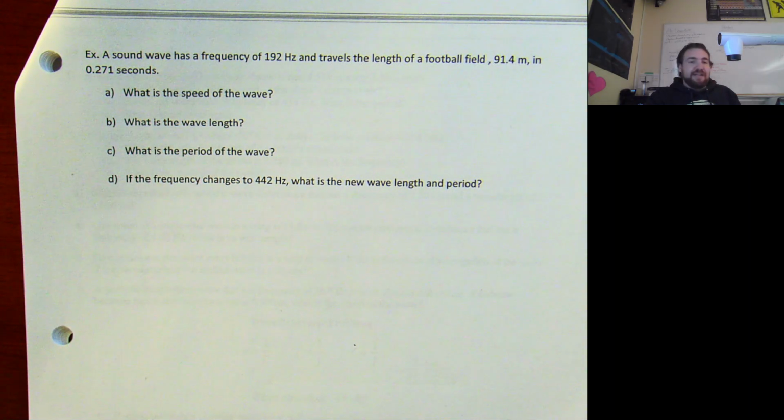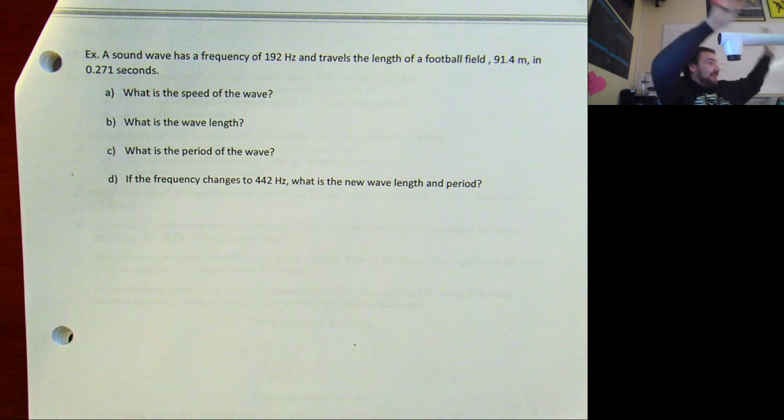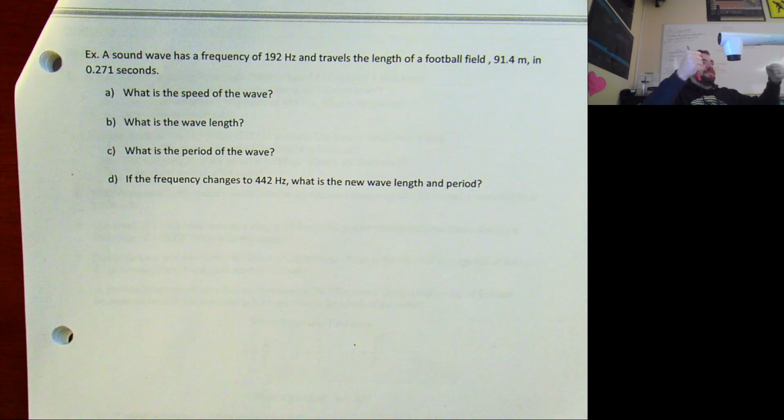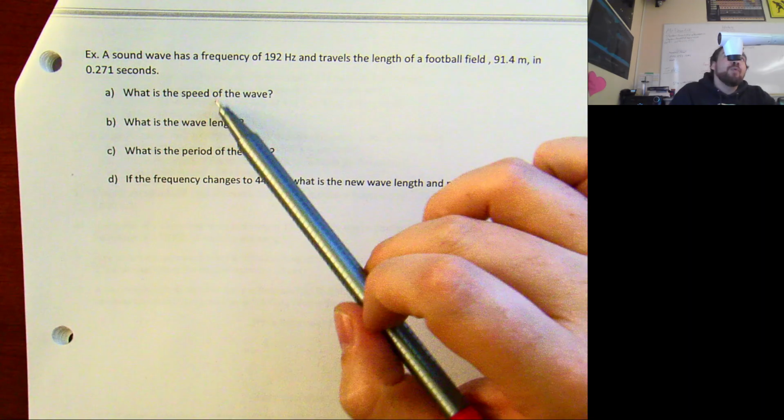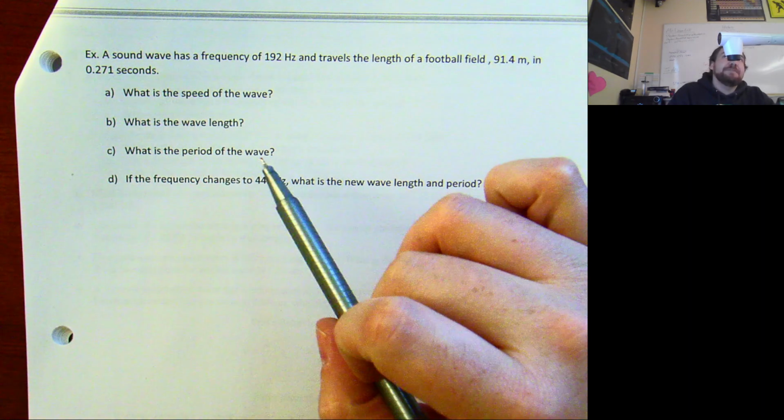This is 192 hertz. Okay, so that sound, we take it out to the gigantic sound system we had set up for Storm the Wall. We point it down the football field. We hit play. It takes 0.271 seconds for the wave to go from the speaker to the other end of the football field. How fast is that wave moving? What is the length of that wave? What is the period of that wave?